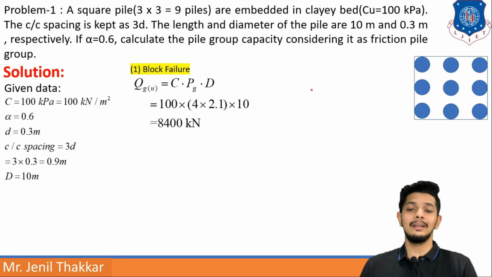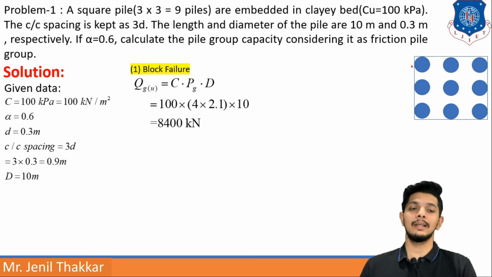Moving forward to putting the values of C, PG and D. Now C and D both are given, very simple. C is given as 100, D is given as 10. There is no issue, but PG is very sensitive here. You can make mistakes. Now PG is what? Perimeter of the group. So we have four sides, right? It is making a square. So I have to multiply 4 into the length of one side of this square.